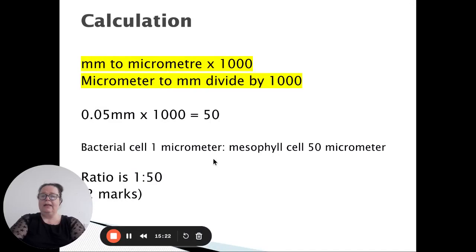And it asked us for a ratio. So our bacterial cell is 1 micrometer. Our mesophyll cell is 50 micrometers. So our ratio is 1 to 50. Okay, and that is 2 marks altogether. So if you manage to do that calculation, you get 2 marks. And then the other bits are 3 and 2. So that's 7 marks altogether on prokaryotes and eukaryotes.